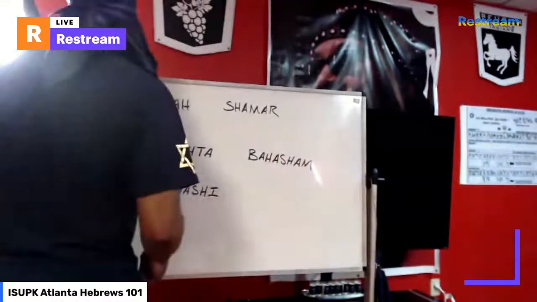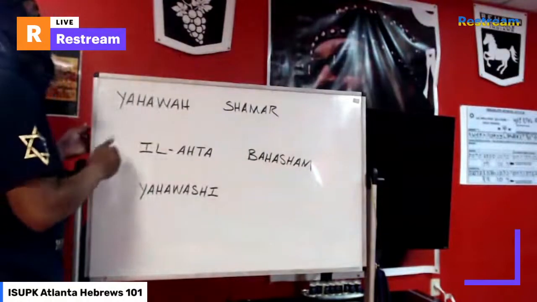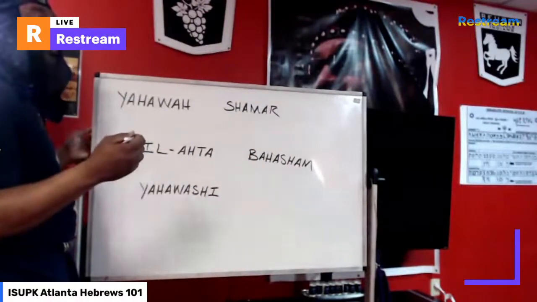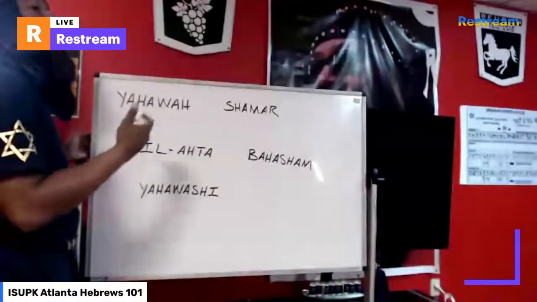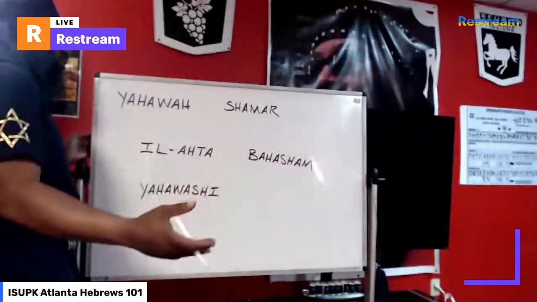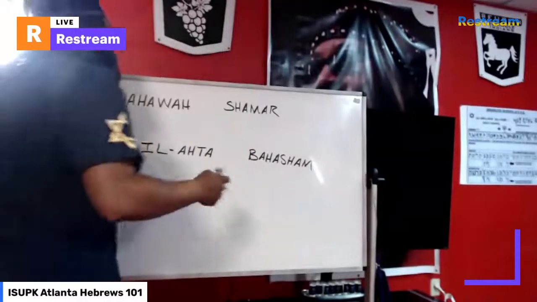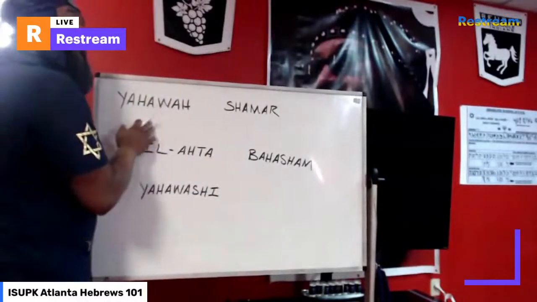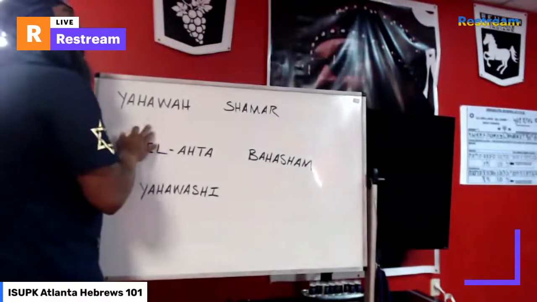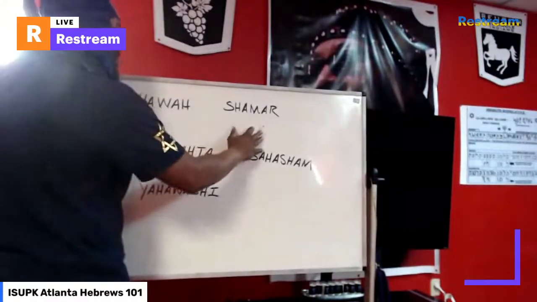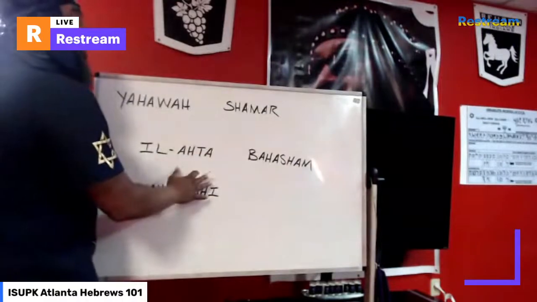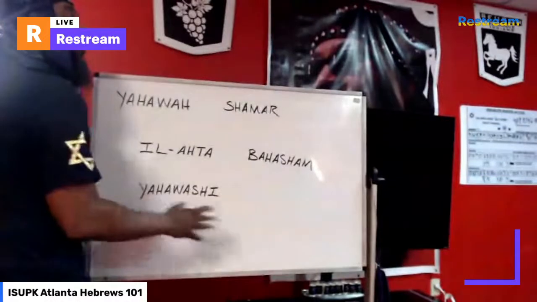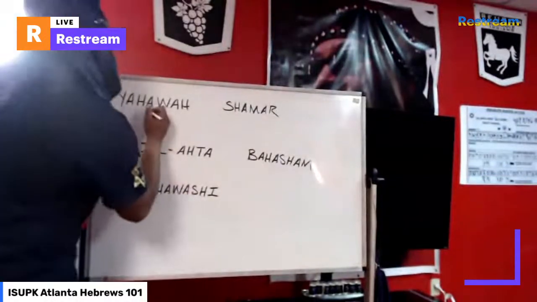Cool beans. So now, getting back, this is going to be the whole salute right here for the sisters. Okay? And also, the brothers will say this to the sisters. Okay? So now, let's try it out. Sisters, Yahweh, Shamar, Al-Athah, Bahashem, Yahweh Shai. Cool beans. Now let's write it out.